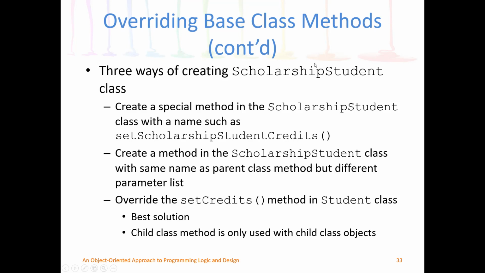I can create a method in the scholarship student class with the same name as the parent class, but different parameter lists. Again, that would be something else I'd have to remember. Or I can override the set credits method in the student class. And what that will do is, when I say set credits, if I'm in the scholarship student class, it's going to go to that one first. And if it's not there, it's going to go up to the parent class, student. And again, it's the best solution. A child class method is only used with child class objects.